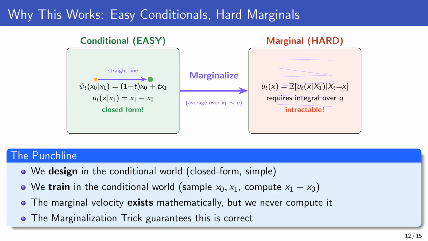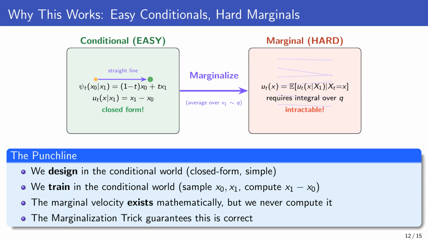Let me summarize why this conditional approach is so powerful. On the left side of the slide, we have the conditional world. Everything is easy here. The conditional flow is a straight line. Psi t equals (1 minus t) times x0 plus t times x1. The conditional velocity is x1 minus x0. Both are in closed form. No integrals, no ODEs, no approximations.